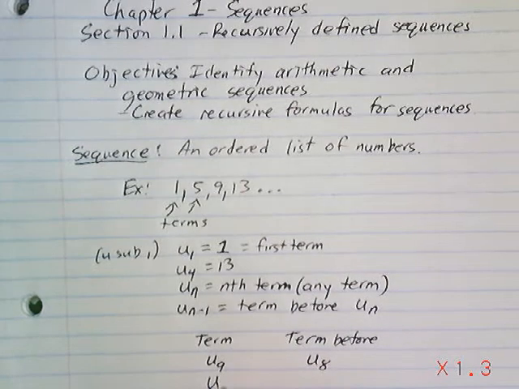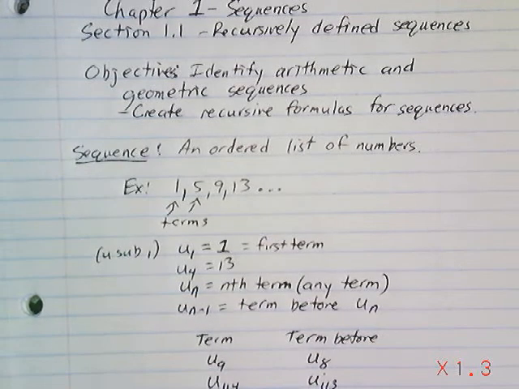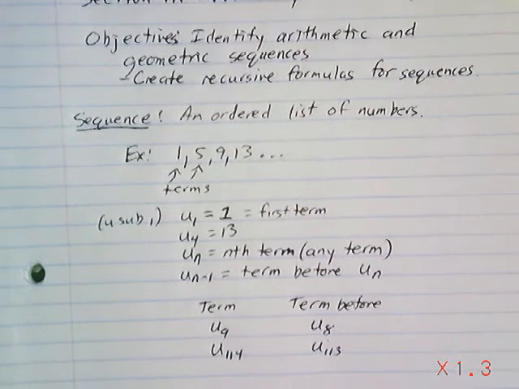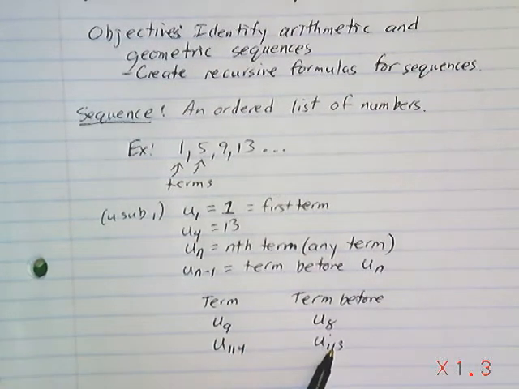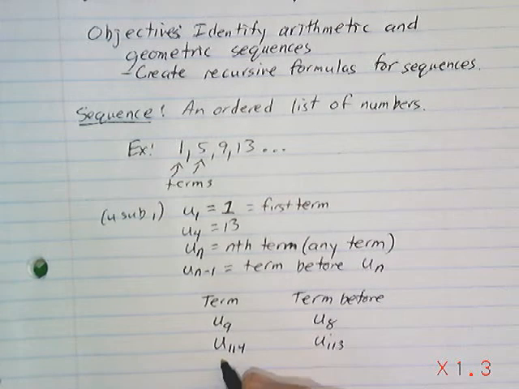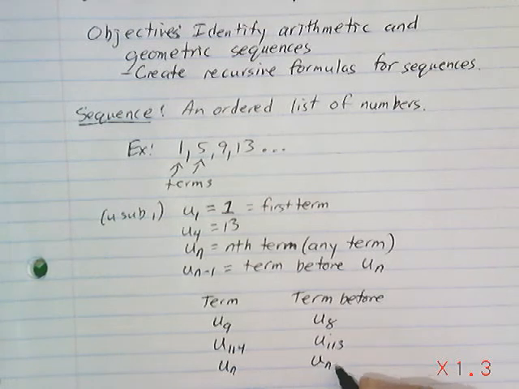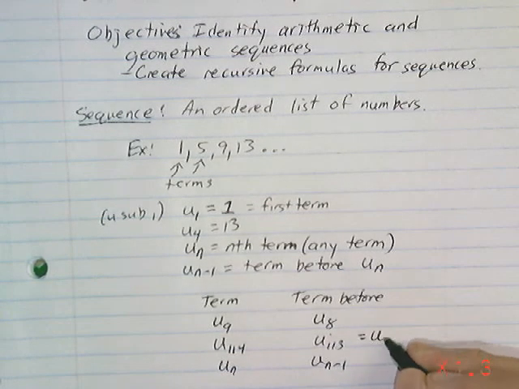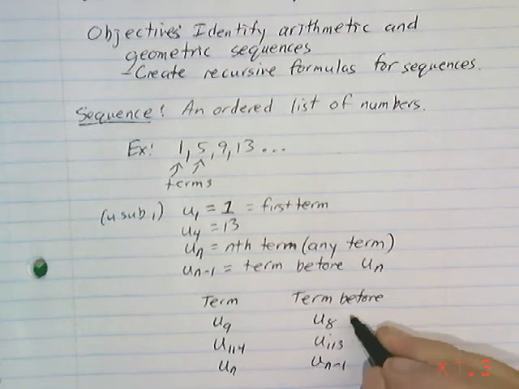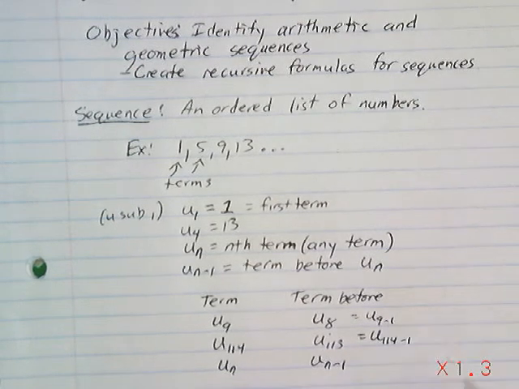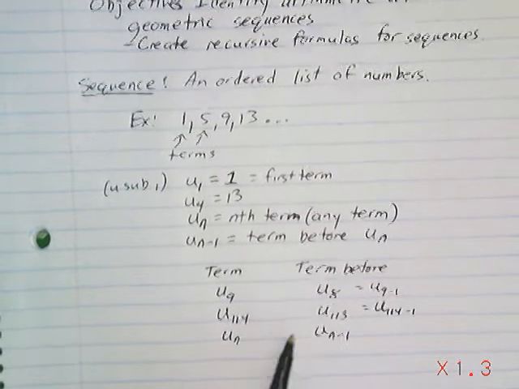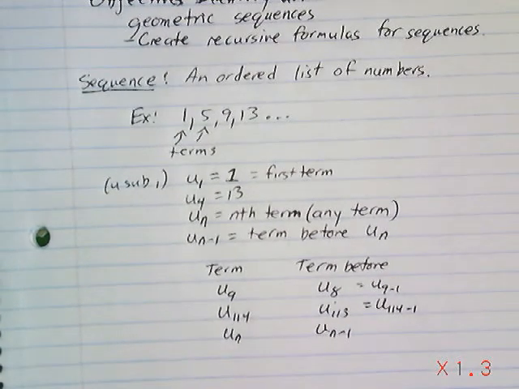So we want to be able to make a recursive formula. We want to use it to define a sequence. Okay, so back to our example of 1, 5, 9, 13. What we're going to need to do to define this sequence, we have to have two parts. We have to identify the first term. I'm going to show you why that is in a minute.